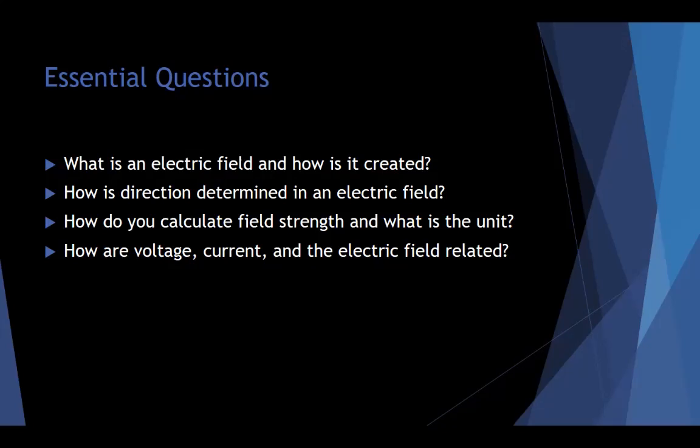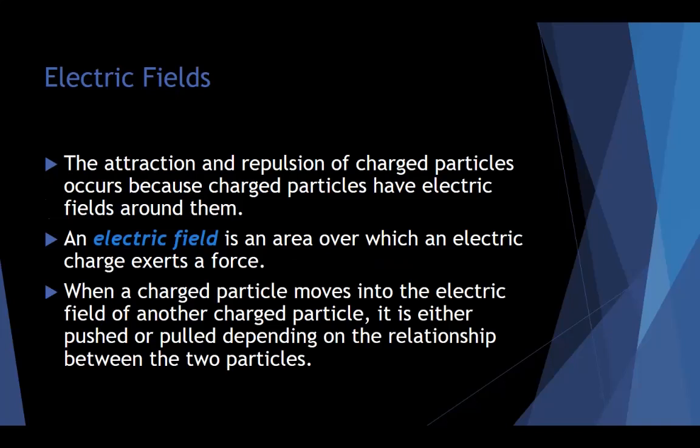So we talked a little bit about the fact that in electricity, it's different than gravity because gravity is only an attractive force. But in electricity, we have both an attractive and a repulsive force. And it depends on what the charges are that are interacting with each other. So the attraction and repulsion of charged particles occurs because the charged particles have electric fields around them. An electric field is an area over which an electric charge exerts a force. And we're going to be able to use Coulomb's law from last class to be able to talk about how to calculate the force within an electric field.